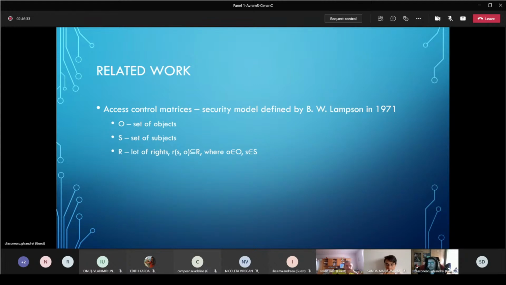The concept of access control matrix was defined as a security model in 1971 by Lampson. The model can be abstracted as a set of objects O that need to be protected, and a set of subjects S that need access to these objects. In addition, there is a set of rights R of the form (S, O), where S is an element of S and O is an element of O, and R is a subset of R. A right specifies what type of access a subject has to an object.